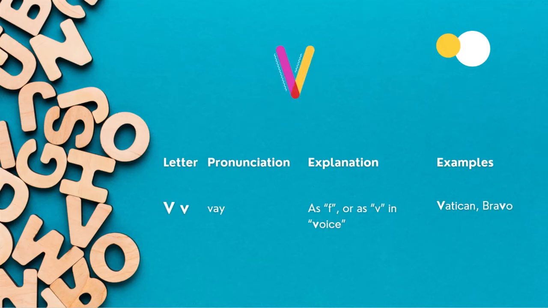Let's continue. We go to the V. And the V in Dutch is the V. And if you look at the explanation, you can say it's like a F or a V, depends on your country. I think it's more of a V sound, like in voice, right? Voice. So you push your upper teeth a little bit on your lower lip. Voice. And some examples are, for example, the Vatican or bravo. V. So repeat after me. V, v. Yes.